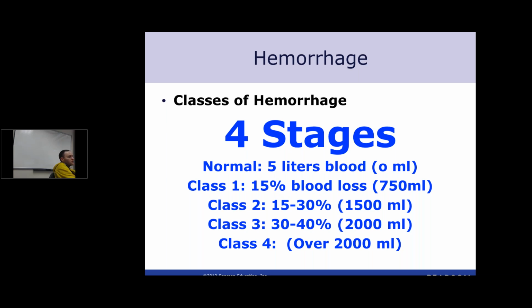4 stages of hemorrhage. So this is what we kind of talked about before. Normally, at any given time, the average adult has 5 liters of blood in them. Class 1 hemorrhage, they lose 15%. Class 2, 15 to 30%. Class 3 is that 30 to 40%, and that's when you're in trouble. If you reach Class 3 without replacement, you're done. You've lost your golden hour. And then Class 4 is over 2 liters.